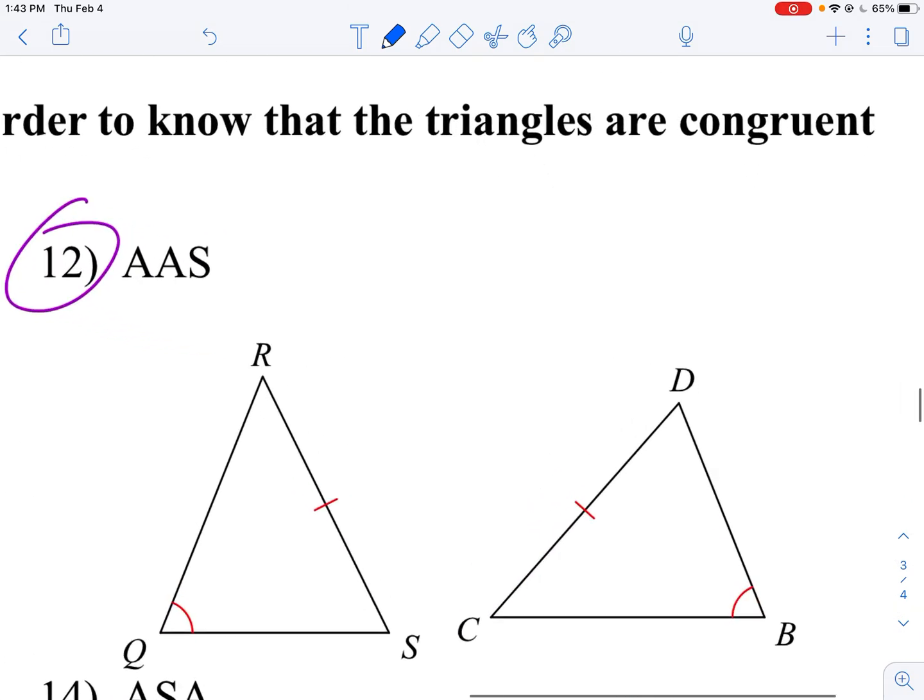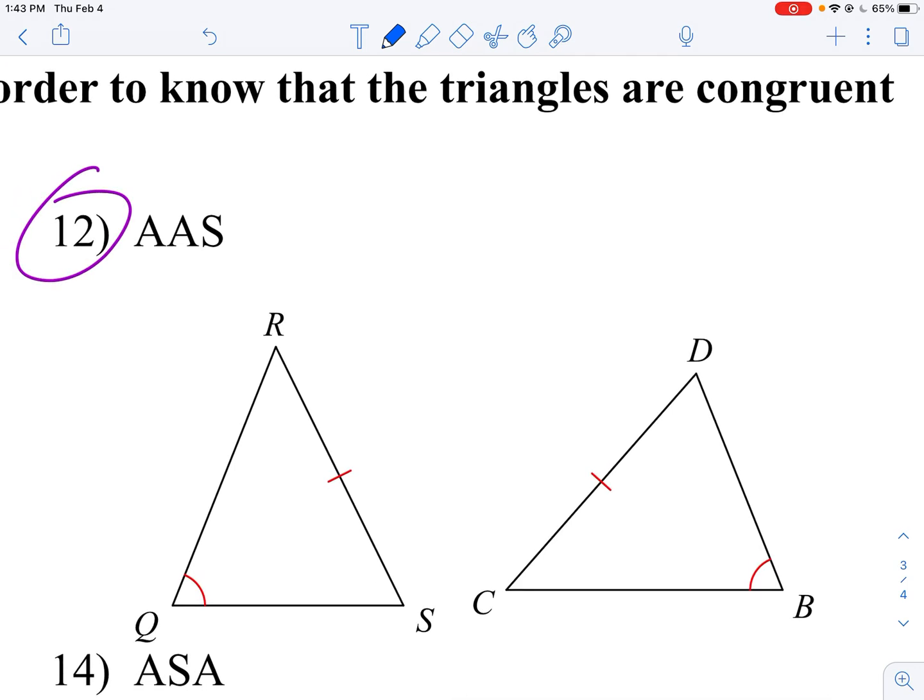Well, let's look at 12. Go ahead and put some marks where you think we would need to have congruent marks to get angle, angle, side. Well, if you chose these angles here, or these angles, or you can do the other angles matching up, or this angle. This one actually has a lot of possible answers just because you can have any two angles and then a side that's not between them.